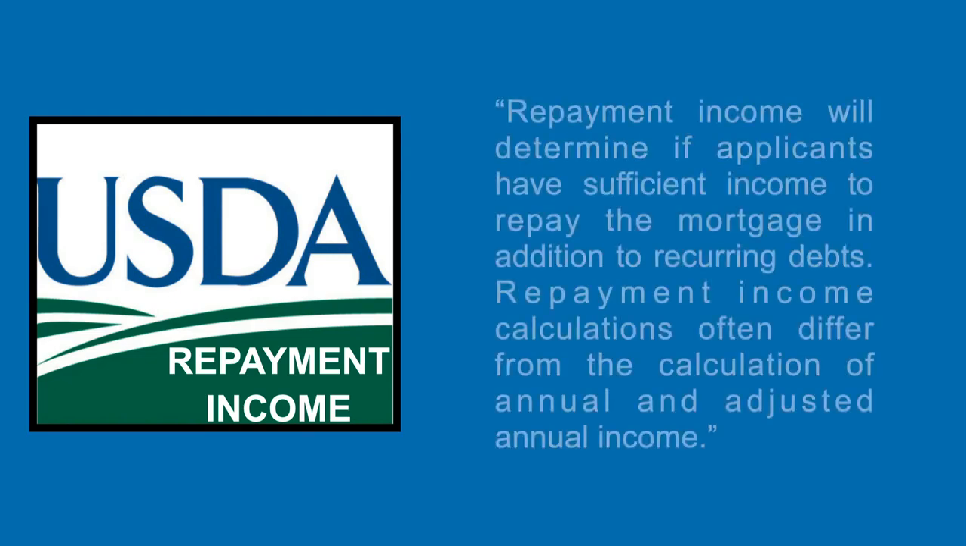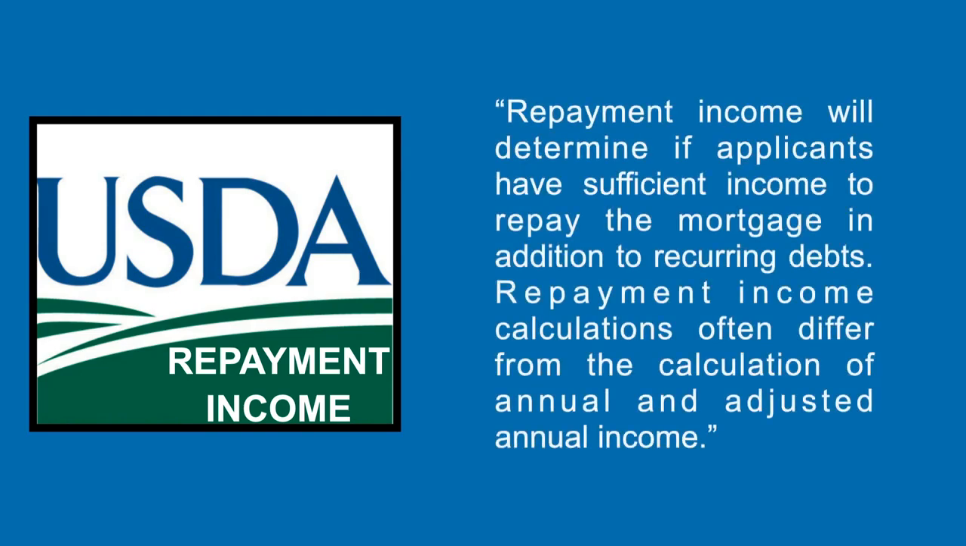Now, for those individuals who are actually on the USDA loan application, separate calculations are required to determine their qualifying sales price, loan amount, and overall budget. USDA guidelines state that repayment income will determine if applicants have sufficient income to repay the mortgage, in addition to recurring debts. Repayment income calculations often differ from the calculation of annual and adjusted annual income.